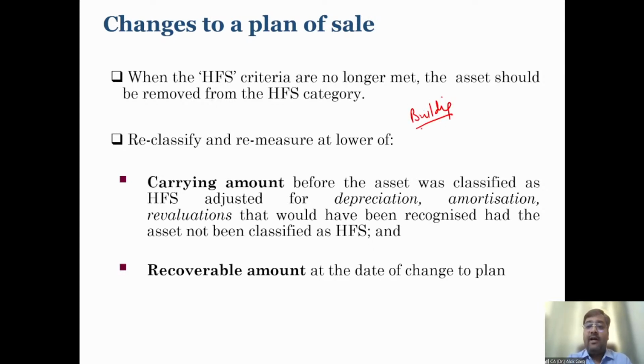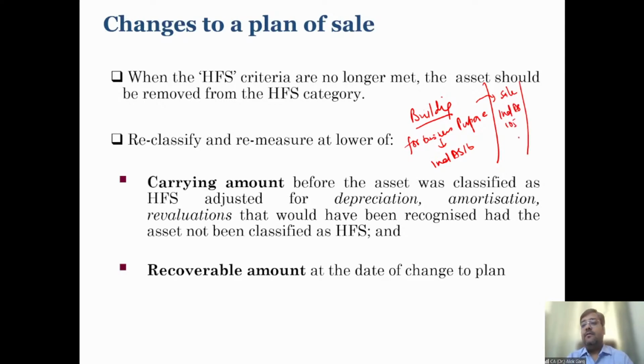And this building was for business purposes, right? So this building is classified under Ind AS 16. Now, after 1 year, the company has decided to sell this building, right? So now this building is classified as an asset held for sale, Ind AS 105.